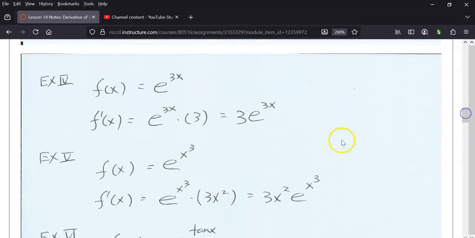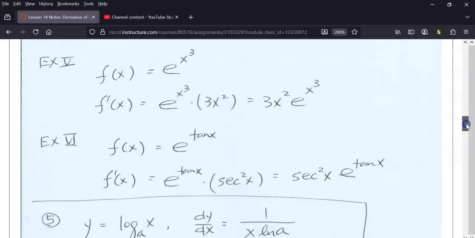We'll do one more example. f of x equals e to the x cubed. We're doing the same thing. When we take the derivative, it's the same e to the x cubed. But then when you take the derivative of this x cubed, it becomes 3x squared. So the final answer is 3x squared times e to the x cubed.